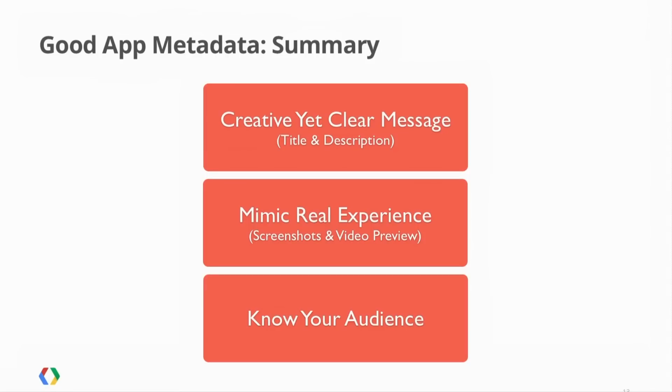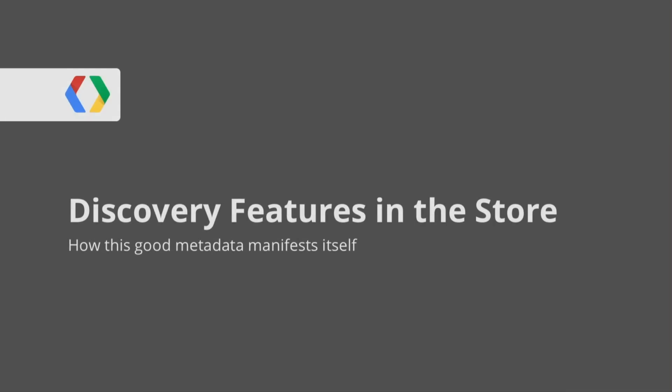So we've talked about creating a very creative yet clear message through your title and description, to mimic your real-world experience through your images, your screenshots, and your video previews, and finally, really about understanding your audience. This is what's going to help you optimize your app details page. So let's see how this manifests itself.